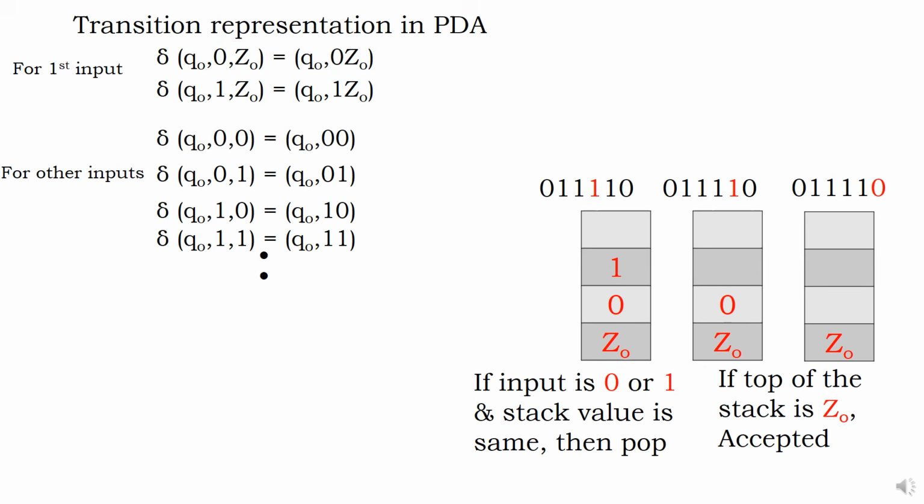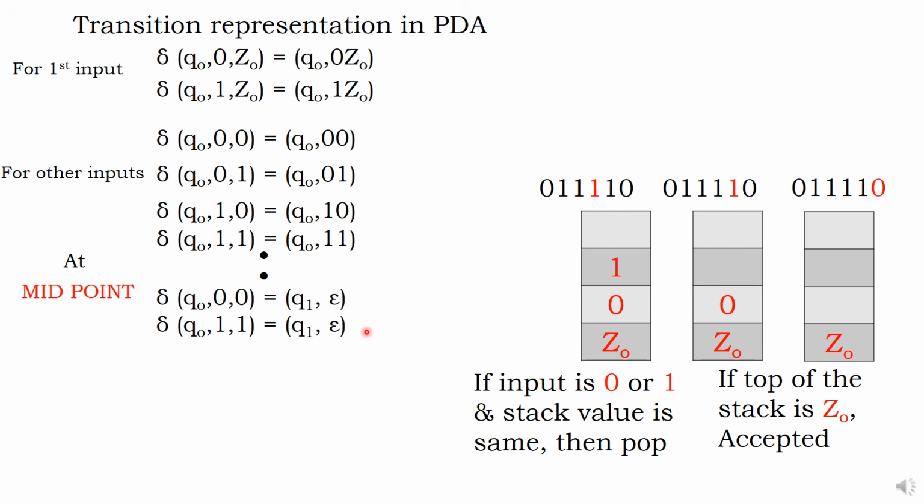Now the state is changing. The state is going to another state called Q1 at the mid level. Q0 to Q1 I am going. If 0 is coming and the top is 0, then only pop. If 1 is coming, if the top is 1, then only pop. If it is the opposite, you should not pop because it is not satisfying the palindrome concept. Q0 to Q1. After that, many letters are coming.